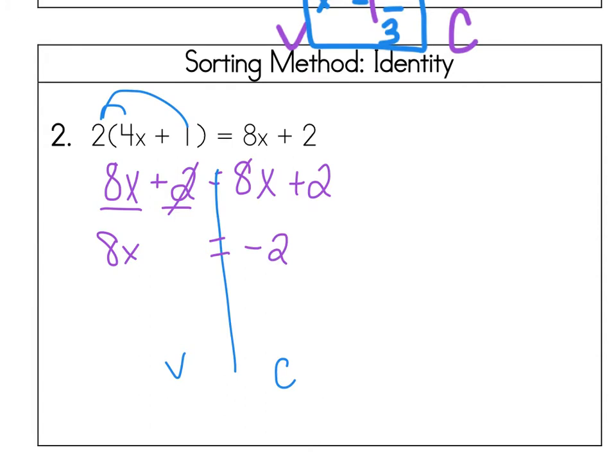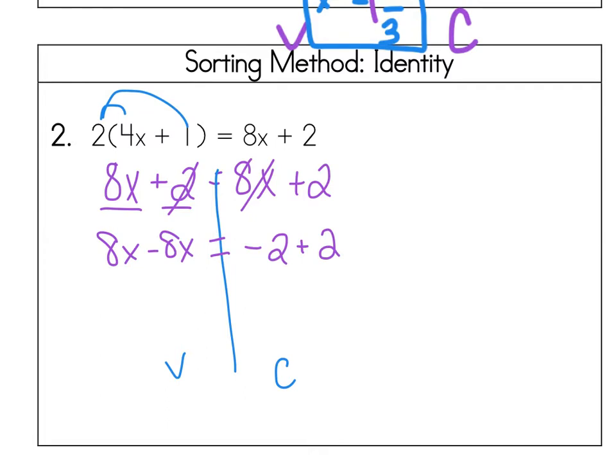Take a look at this 8x on the right-hand side. That's got to move over because it has a variable and it's on the constant side. So we're going to move it to the other side and make it -8x. And then lastly, this +2 doesn't have to change sides because it's a constant, so we're just going to bring it down. So let's move on.